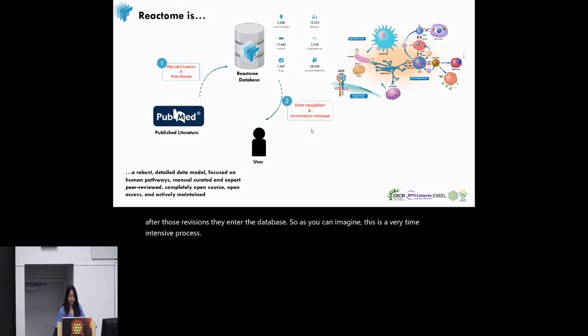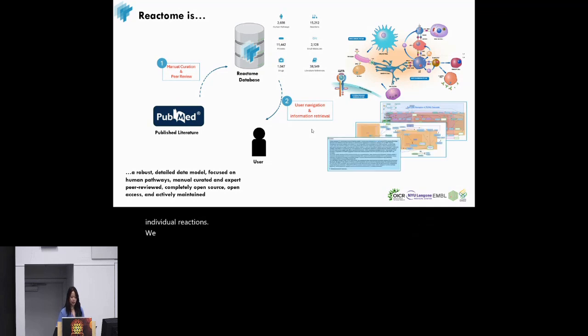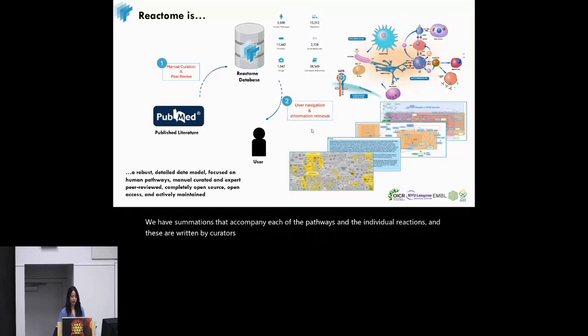For the user, this information is accessible in a variety of different ways. So there are more general illustrations. There are granular pathway diagrams showing individual reactions. We have summations that accompany each of the pathways and the individual reactions, and these are written by curators manually. And then we have analytical tools and visualizations for users who want to understand their own data set in the context of Reactome pathways.